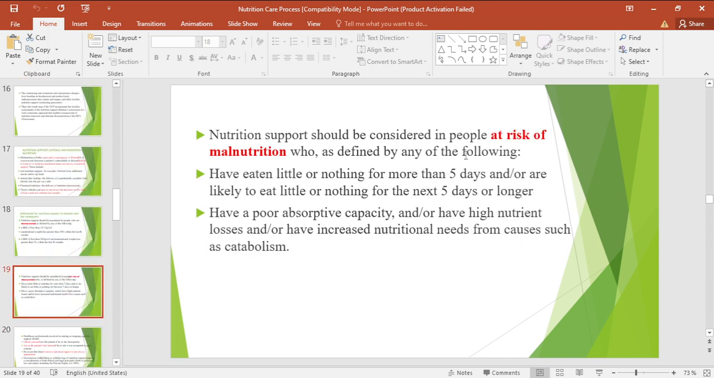Nutrition support should also be considered in people who are at risk of malnutrition. This risk can be defined by having eaten little or nothing for more than 5 days, or the patient being likely to eat little or nothing for the next 5 days. The patient may also have a very poor absorptive capacity and a high nutrient loss level, or may have increased nutritional needs from causes such as catabolism.